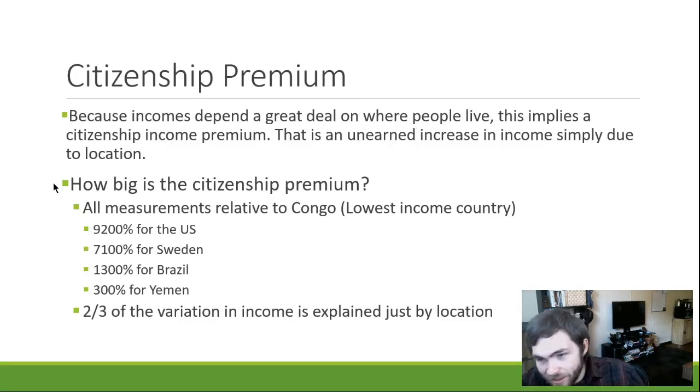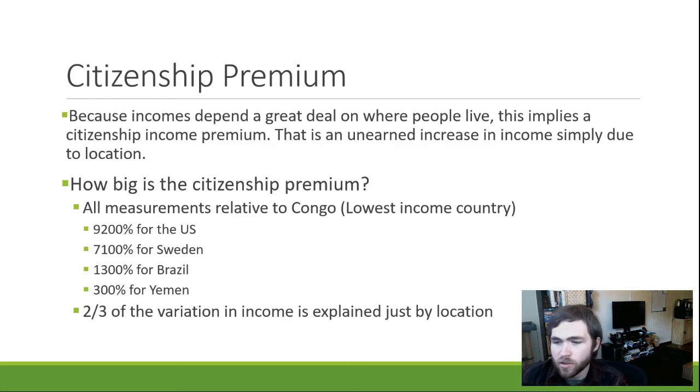And so we can measure that. Here we have it measured relative to the Congo, which is the lowest income country globally, at least when these numbers were produced. There's a 9,200% increase in your income by being born in the U.S. relative to being born in the Congo. 7,100% for Sweden relative to the Congo, 1,300% for Brazil, and 300% for Yemen. Yemen being a relatively low-income country.